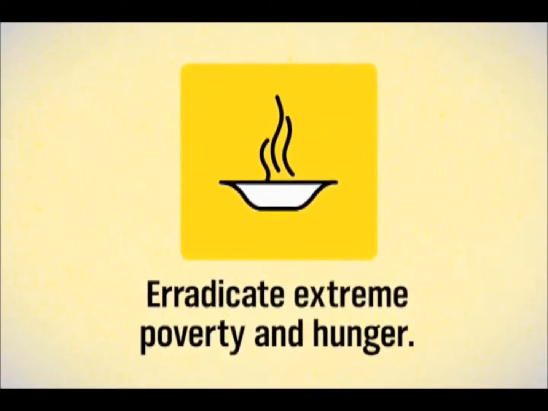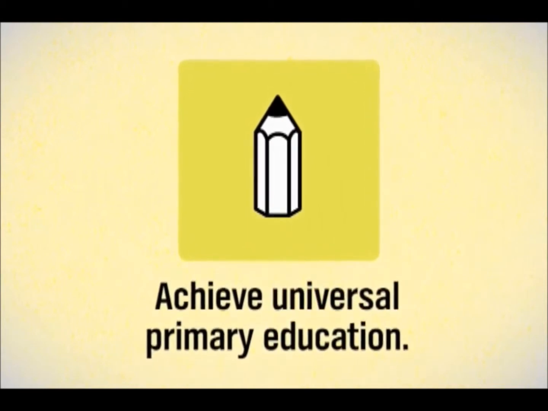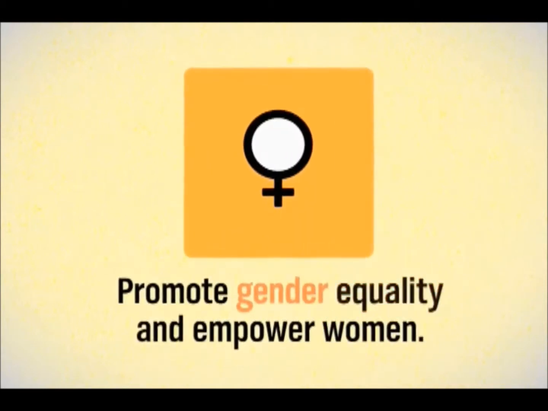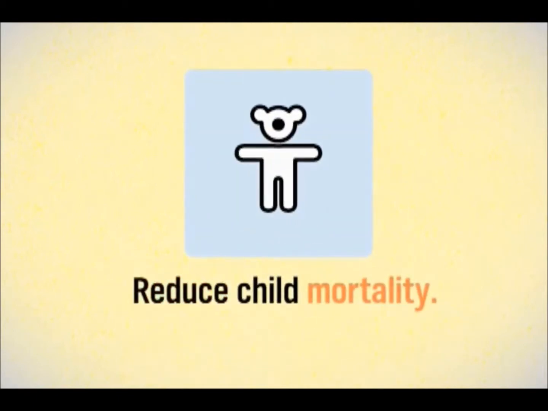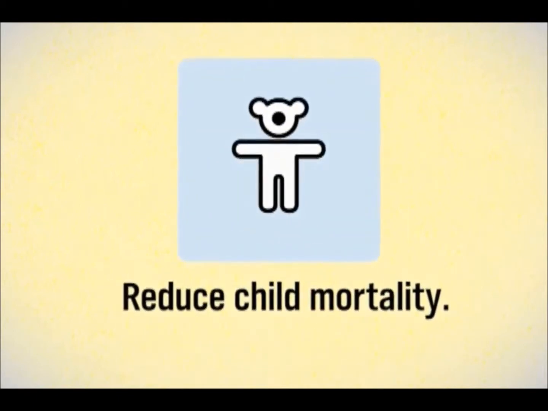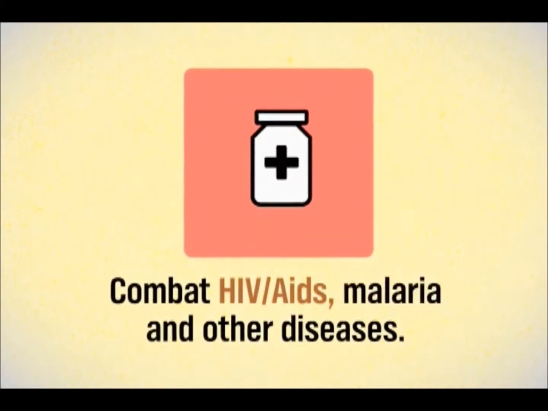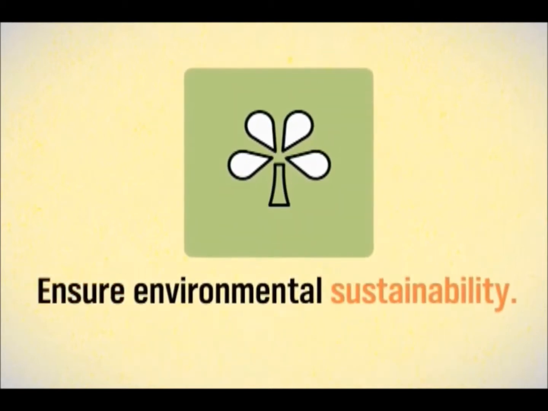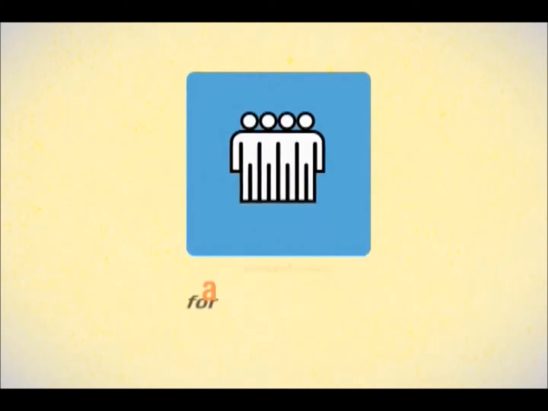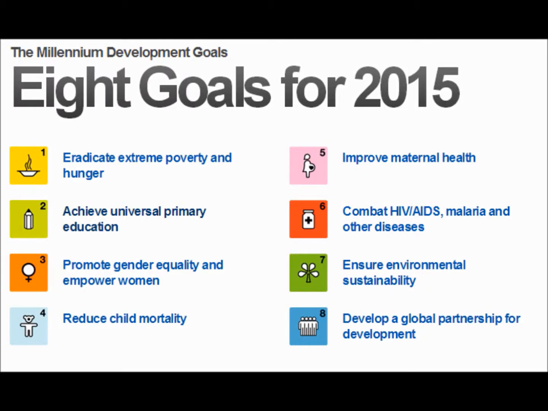1. Eradicate extreme poverty and hunger. 2. Achieve universal primary education. 3. Promote gender equality and empower women. 4. Reduce child mortality. 5. Improve maternal health. 6. Combat HIV, AIDS, malaria, and other diseases. 7. Ensure environmental sustainability. 8. Develop a global partnership for development.